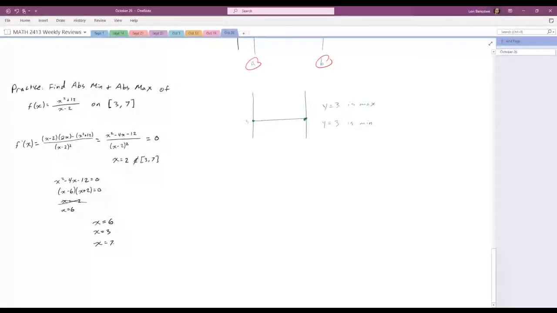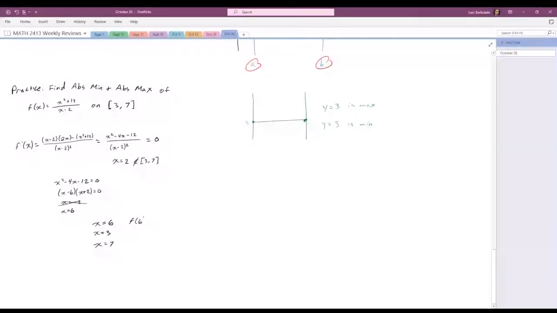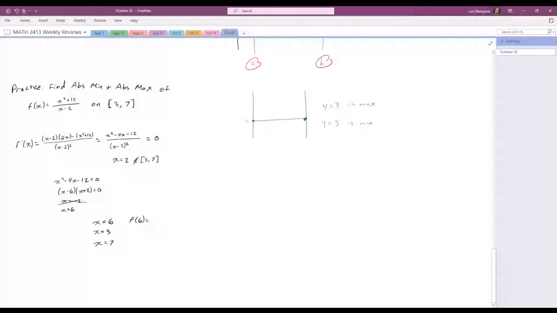I'm not going to bother using a number line for this one because I'm looking for the absolute minimum and absolute maximum. I'm going to need to be plugging in my function values anyway because my endpoints might mess things up. So I get that f of 6 is equal to 6 squared, 36, plus 12 is 48, divided by 6 minus 2, which is 4. So 48 divided by 4 is 12.